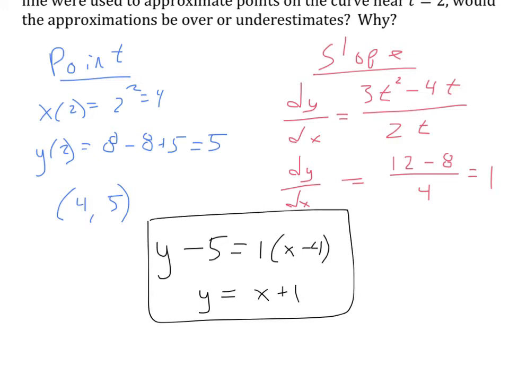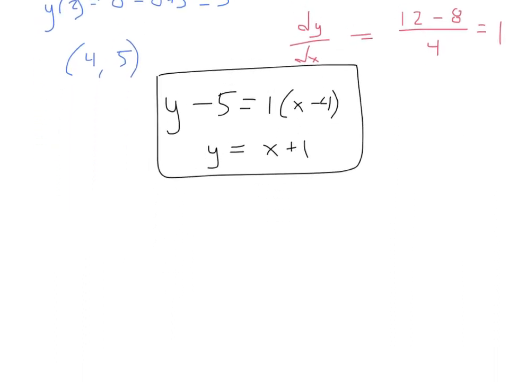The second part of the question was, will this tangent line over or underestimate the values of the function if I'm near 2? And what we need to do is look at concavity. So we need to remember our second derivative. If my memory serves me, the second derivative of this thing was, I think, 3 over 4t.